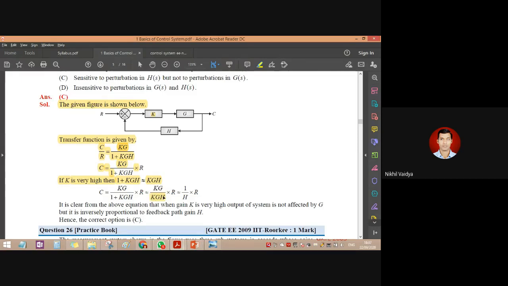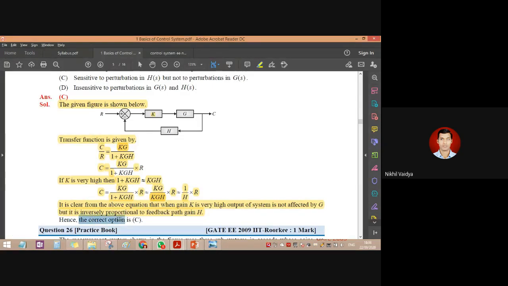KG will get cancelled. What will remain? 1 upon H and R will remain finally. So what does it indicate? It is clear from the above equation that when gain K is very high, the output of the system is not affected by G. So finally, G is not there, but it is inversely proportional to the feedback path gain H. So it will be inversely proportional to feedback path H.